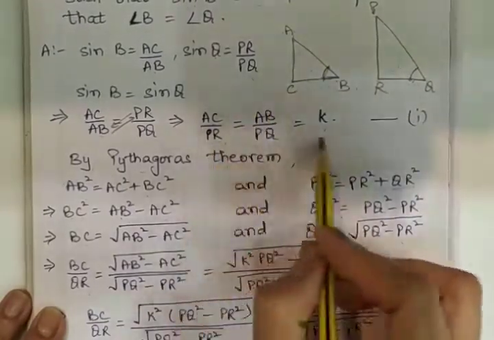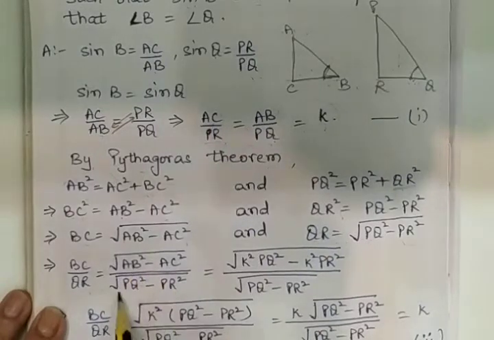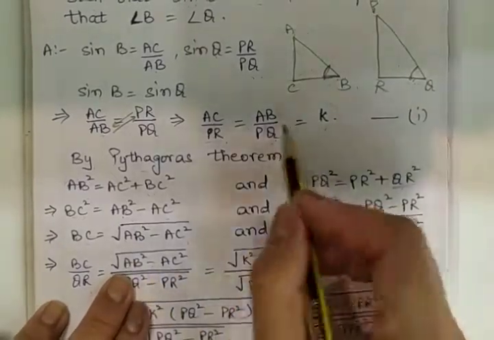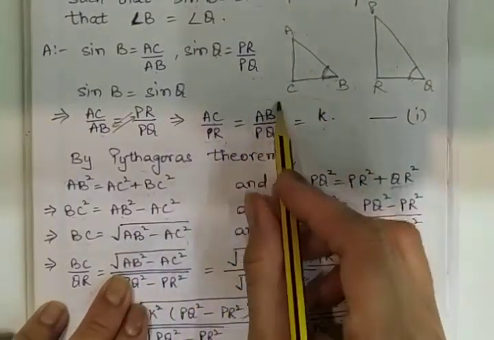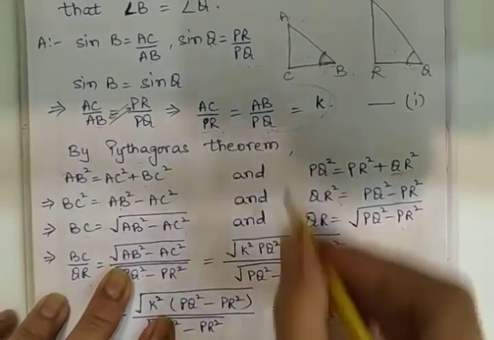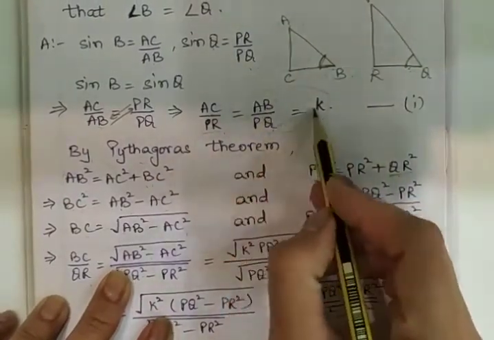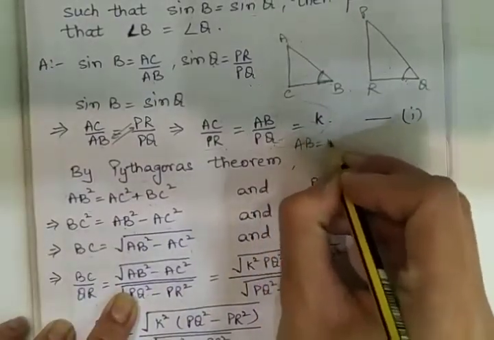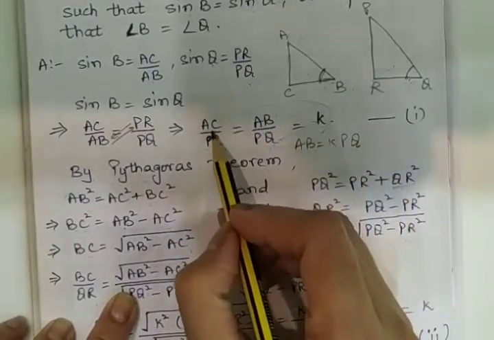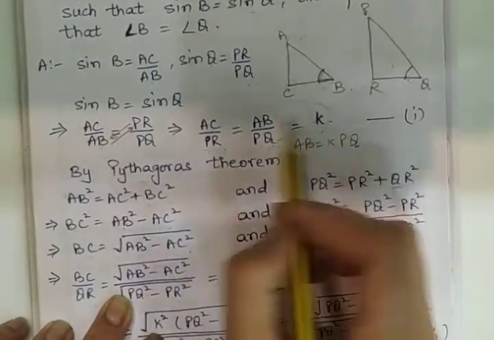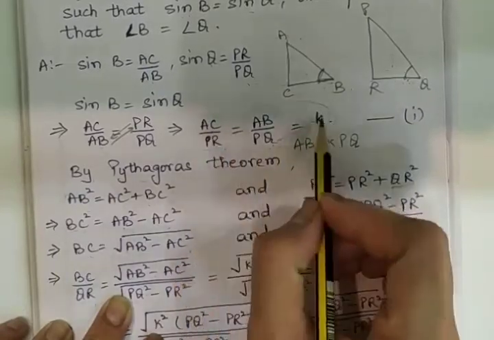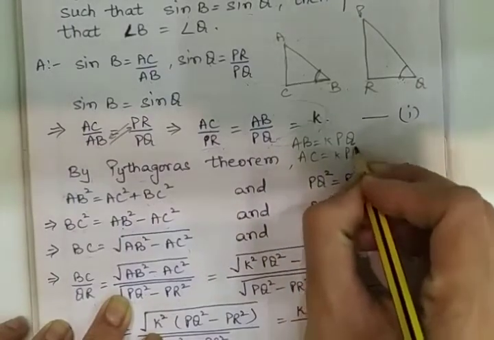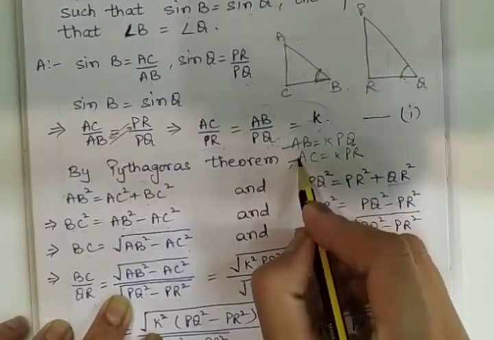Now from this step, we have four variables: AB, AC, PQ and PR. If we take this particular ratio, PQ will go to this side, so AB is equal to kPQ. I am writing over here, AB is equal to kPQ. Similarly, if I put AC upon PR is equal to k, PR will go to this side and AC is equal to kPR. Now we will use these two things.